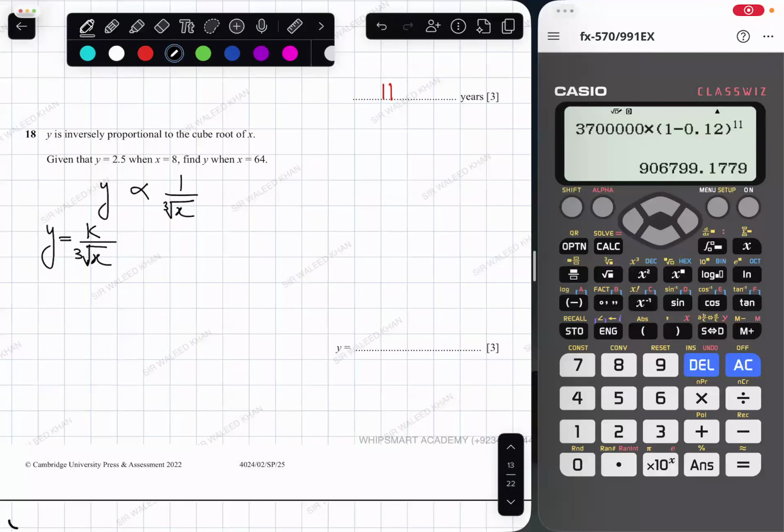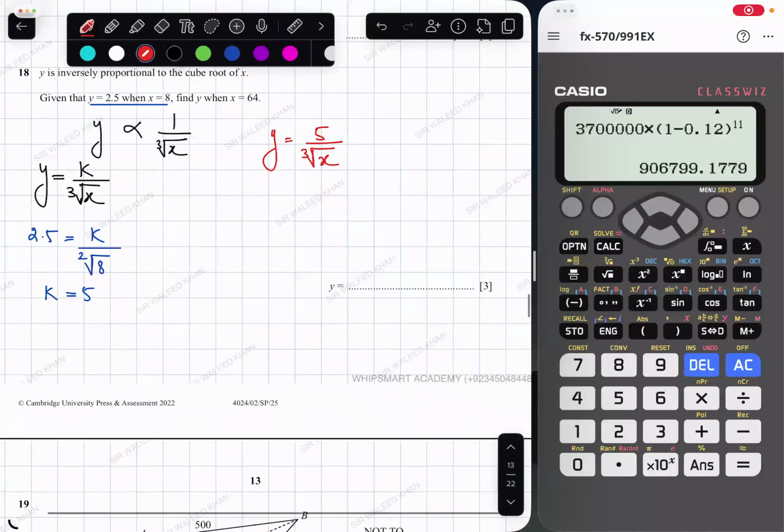Like this. Now use one set of given information, y and x. So 2.5 equals k over cube root of 8. Now we know that cube root of 8 will be 2, right? So 2 times 2.5 is 5. So your final equation is y is equal to 5 over cube root of x.